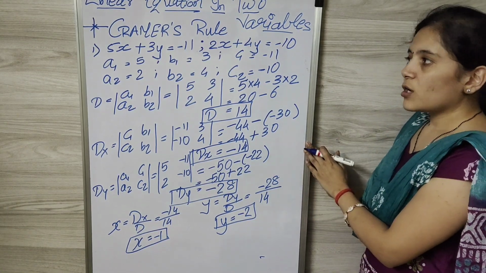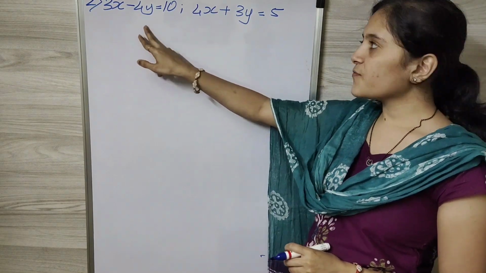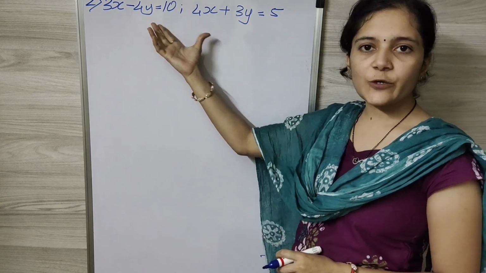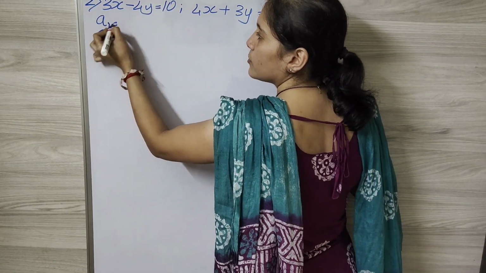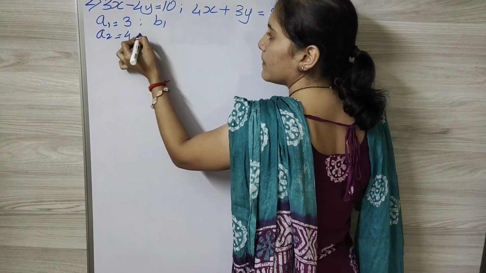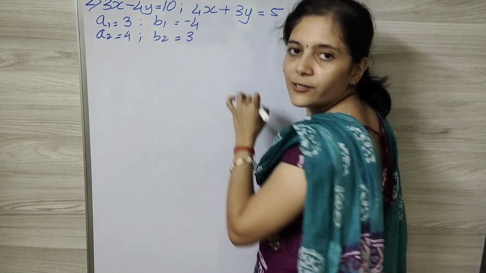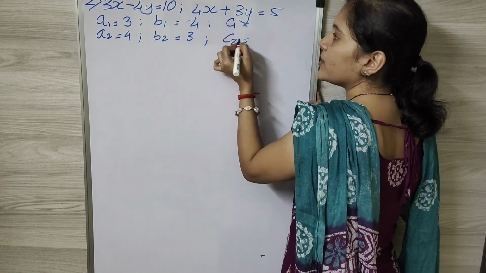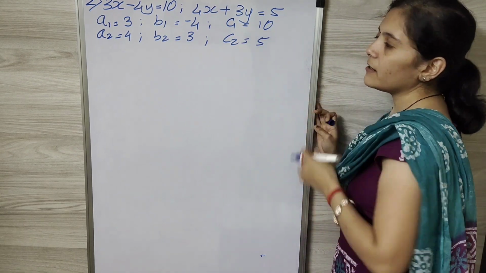Now I will try to solve one more example for you. The second sum is 3x minus 4y is equals to 10. 4x plus 3y is equals to 5. Again, these both are equation 1 and equation 2, right? So now a1, a2, a1 is 3, a2 is 4, b1, b2. b1 is minus 4, b2 is 3. Then c1 and c2. It is compulsory to mention all three terms, right? So c1, c2 the value is 10 and 5.